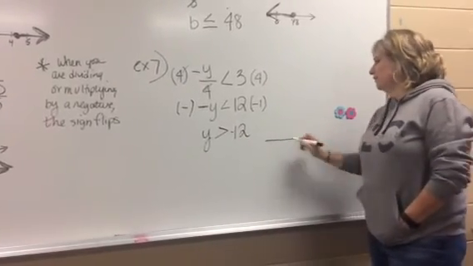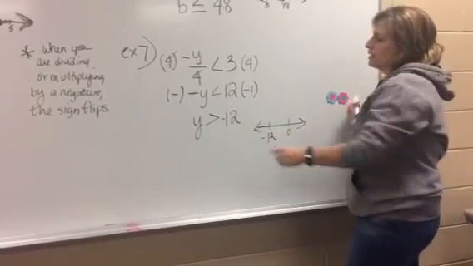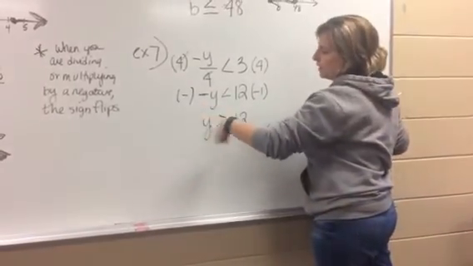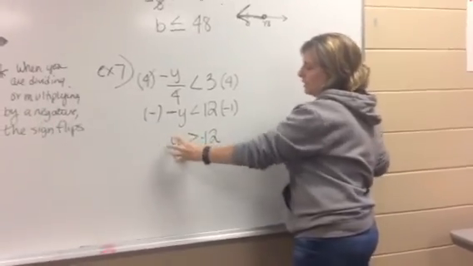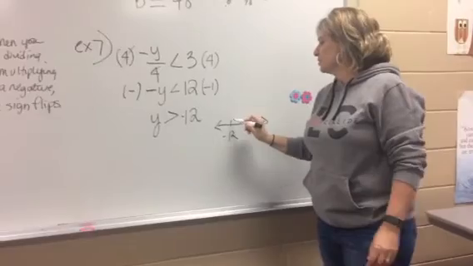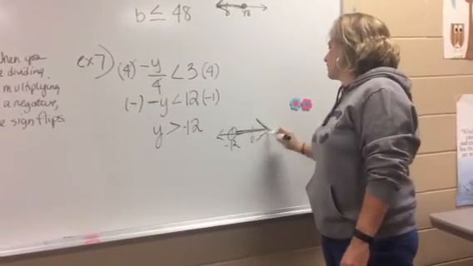Okay, my last graph. Here's 0. Here's negative 12. This is saying the where I color in is going to be greater than negative 12. So all my answers are greater than negative 12. It's an open circle. I color in greater than negative 12.